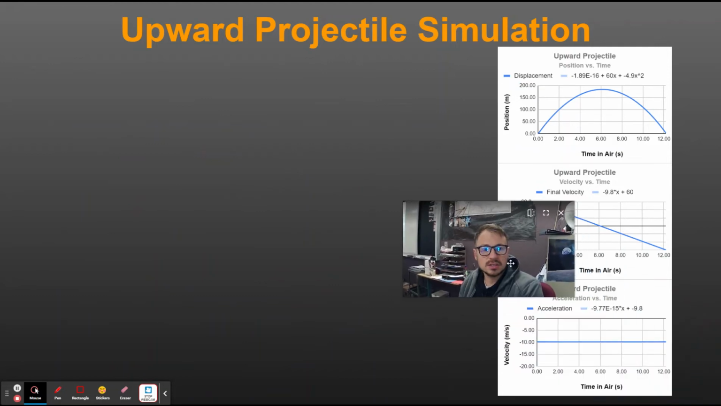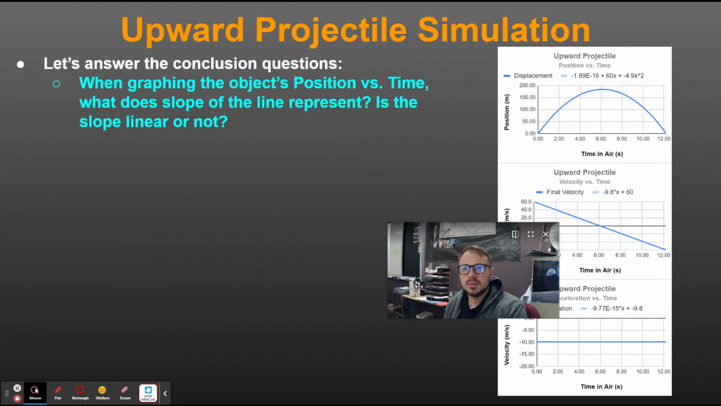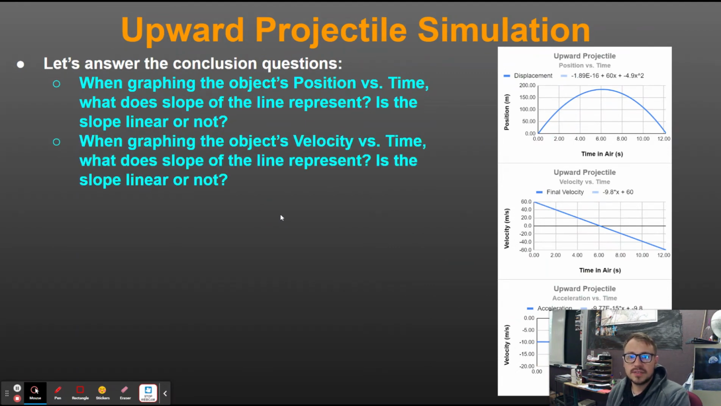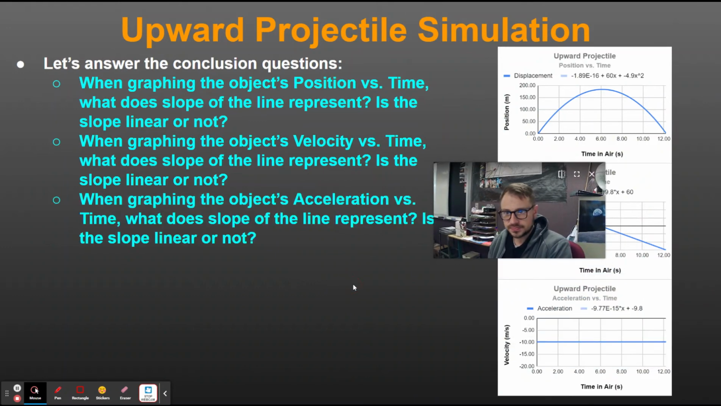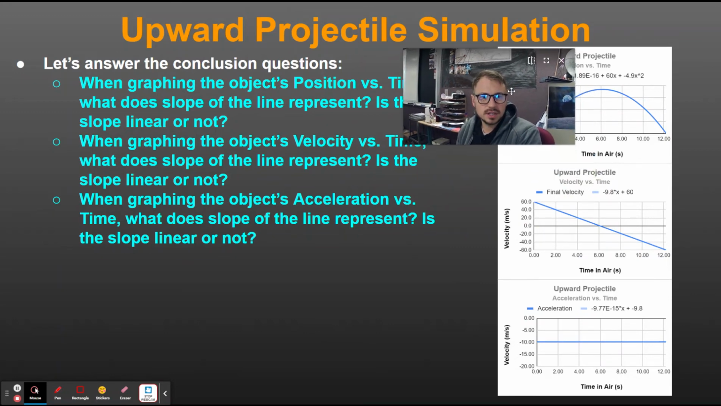All right, so the last part was looking at these problems. When graphing an object's position versus time, what does the slope of the line represent? It's going to be the velocity, and you can see that the slope is not linear, right? It's not linear, it's curving. When graphing an object's velocity versus time, what does the slope of the line represent? The slope of the line represents the acceleration, and you can see that this line is linear. When graphing an object's acceleration versus time, what does the slope of the line represent? You can see down here, the slope of the line, I mean, it's horizontal.